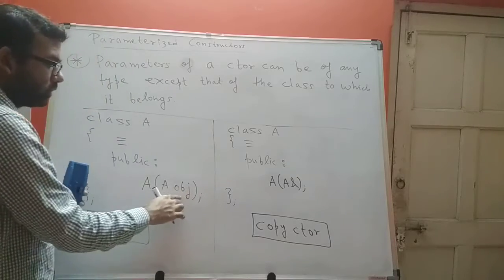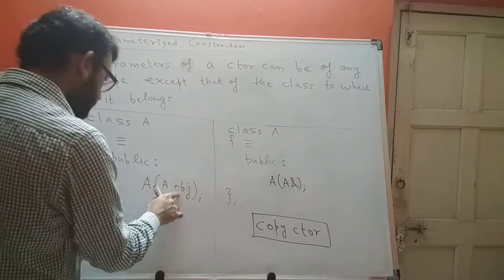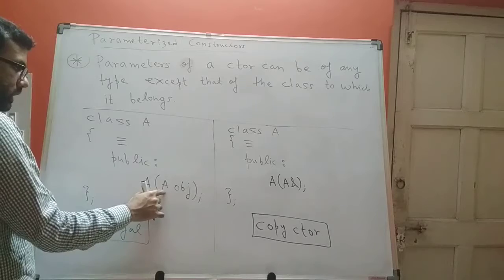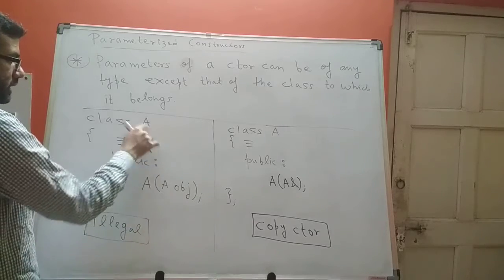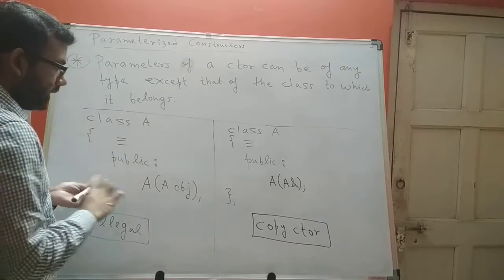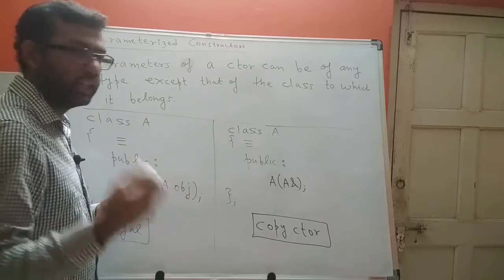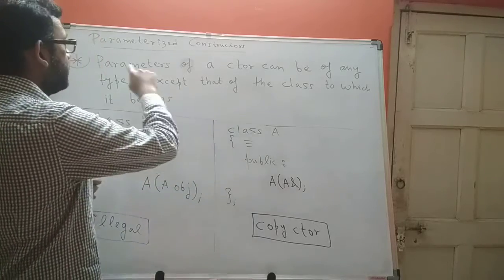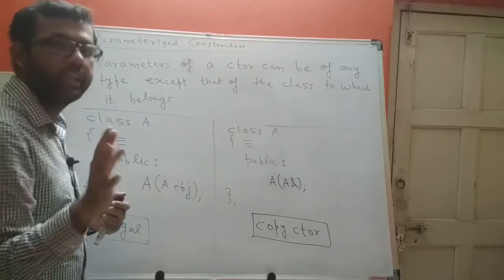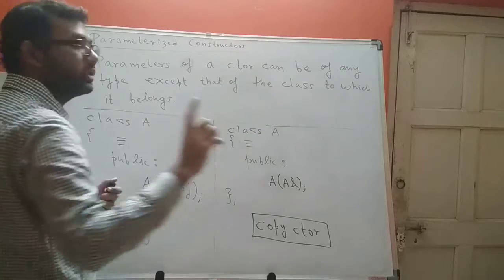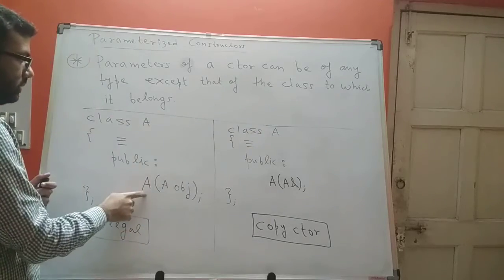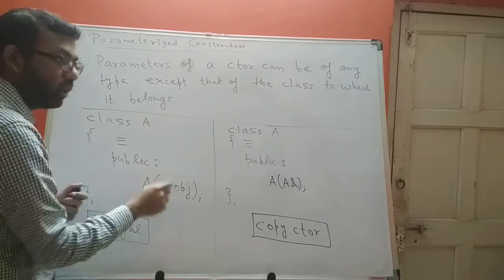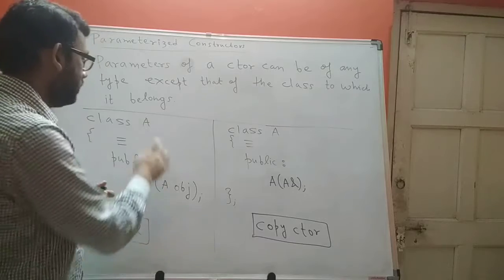Here I have also written the name of the argument. This is the type of the argument. What is the type of the argument? Same as the class name. That means the type of this argument is same as that of the class type. What is written here? That parameters of a constructor can be of any type except that of the class to which it belongs. Since this constructor belongs to class A, it cannot take in an argument of class A.